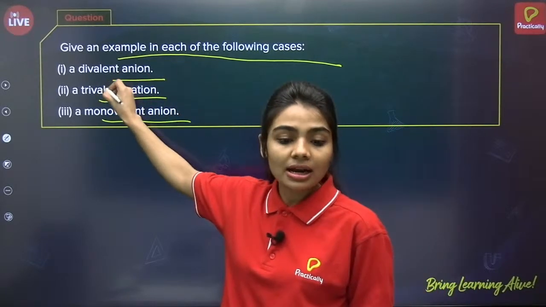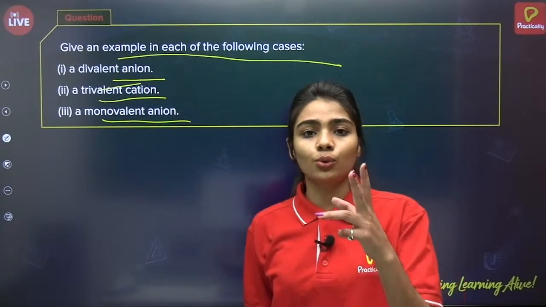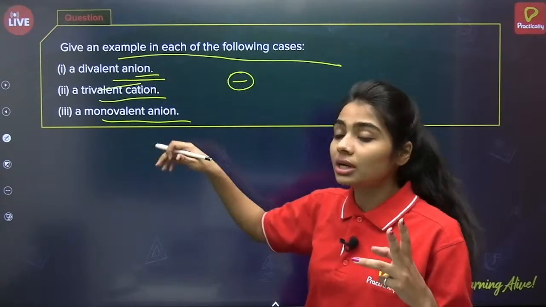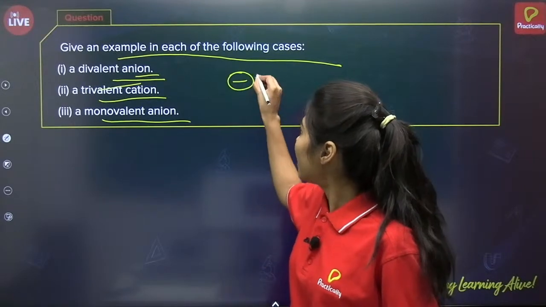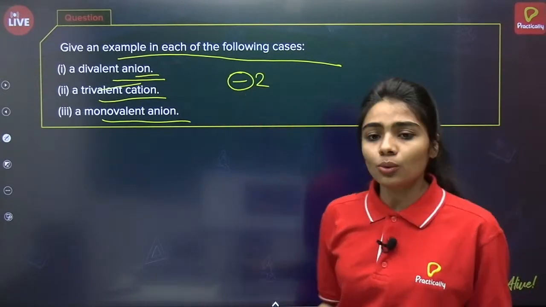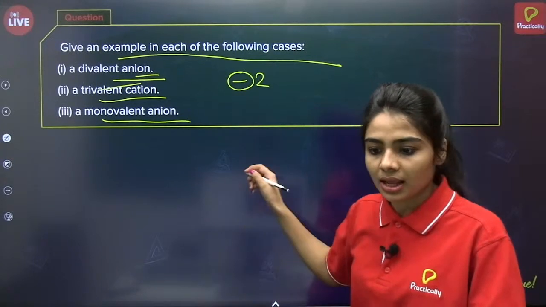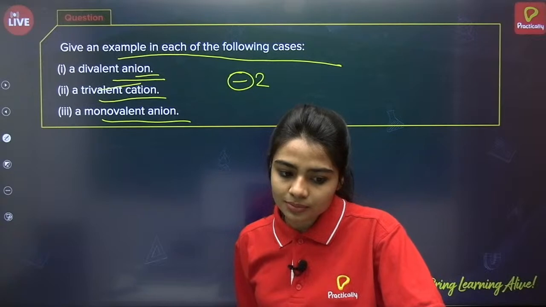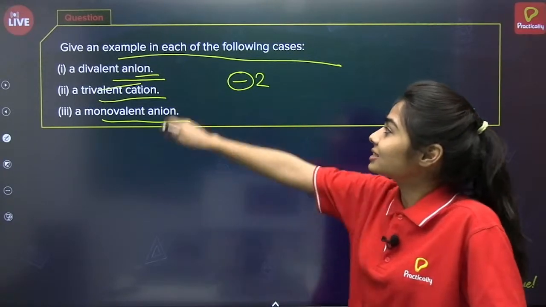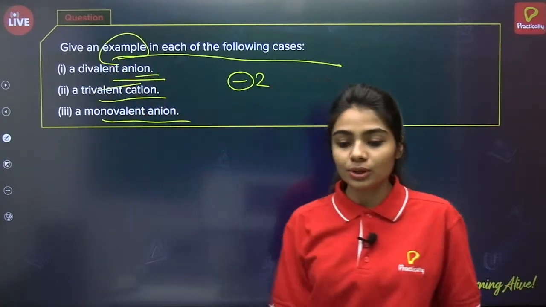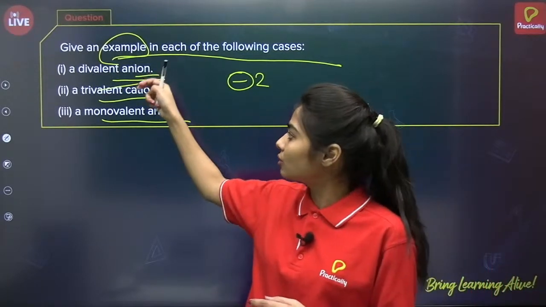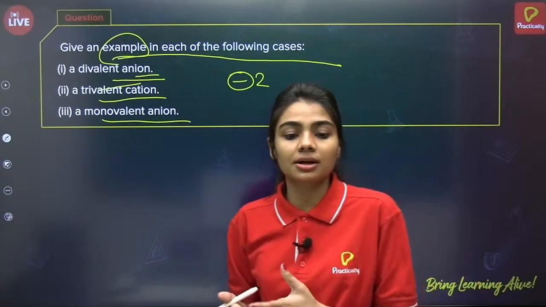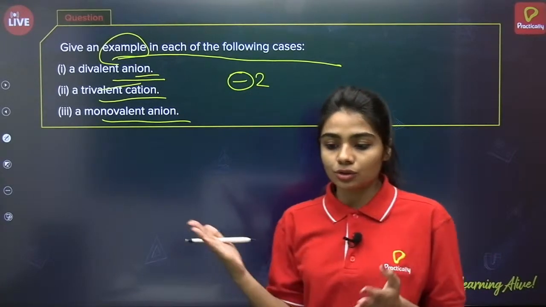For a divalent anion, di means 2, and it is anion. Anion means negative charge. So divalent means 2 having negative charge. So what is the example of divalent? I am asking for an example. You need to give an example for each of the following: a divalent anion, a trivalent cation. So you need to give an example.